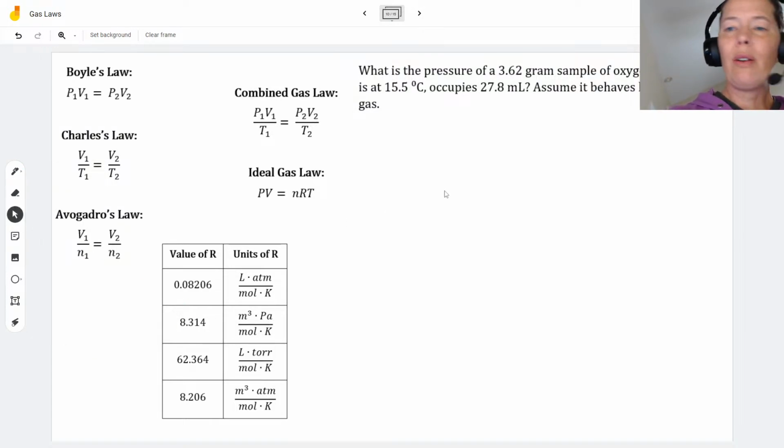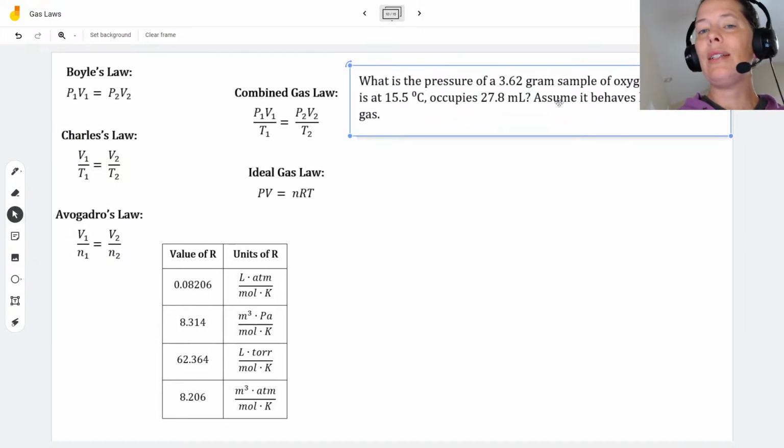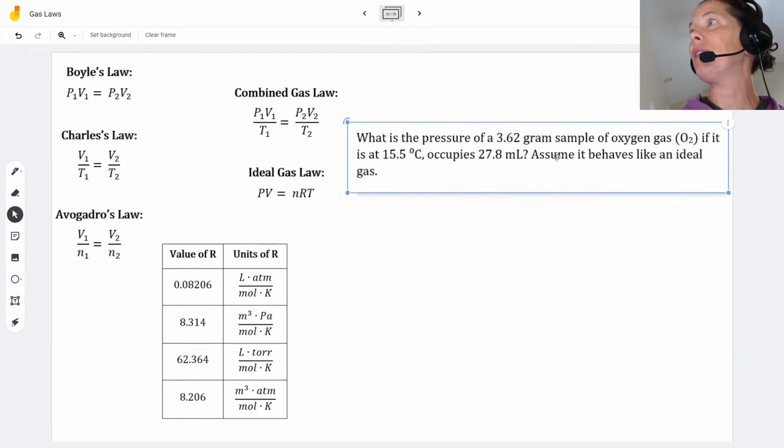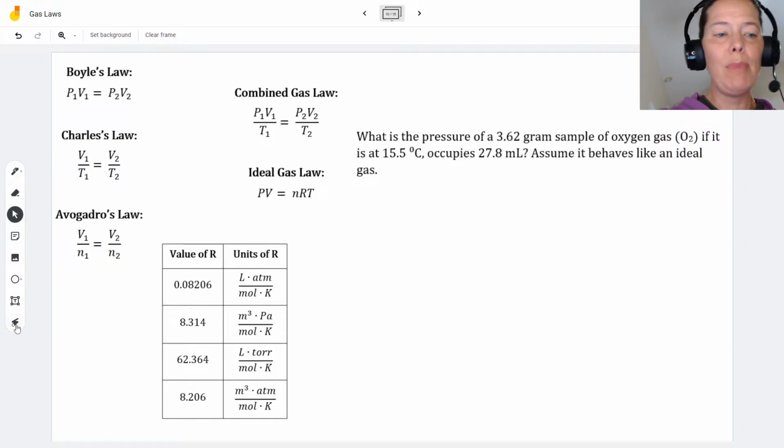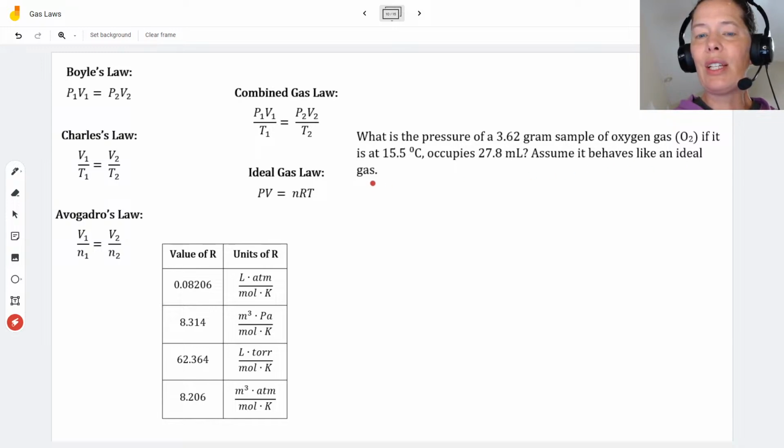All right, once again, let's move this down. Okay, what is the pressure of a 3.62 gram sample of oxygen gas, if it is at 15.5 degrees Celsius, occupies 27.8 milliliters, and behaves like an ideal gas? Okay, again, we're asked for pressure. We are given a temperature, we're given a volume, and we're given a mass, which is unusual.